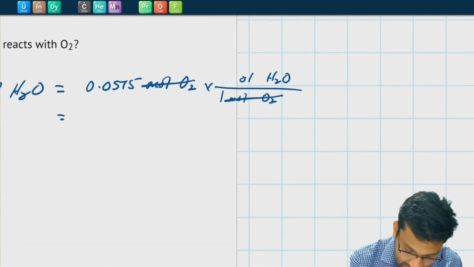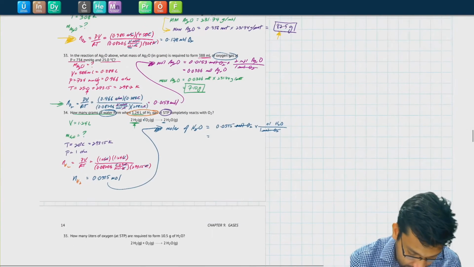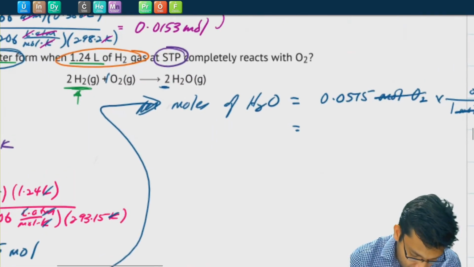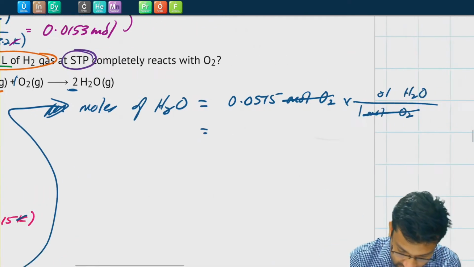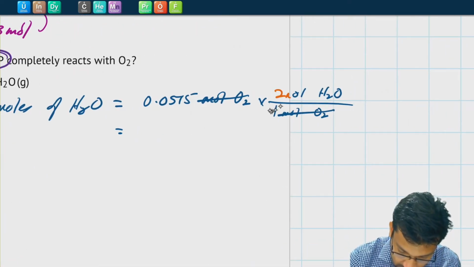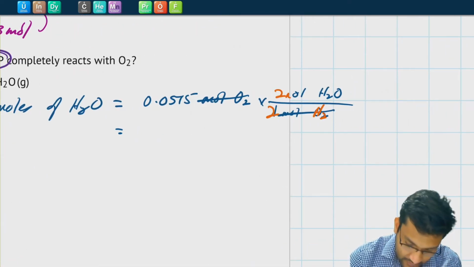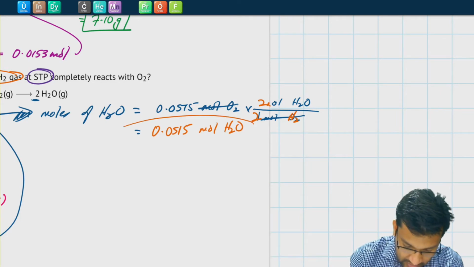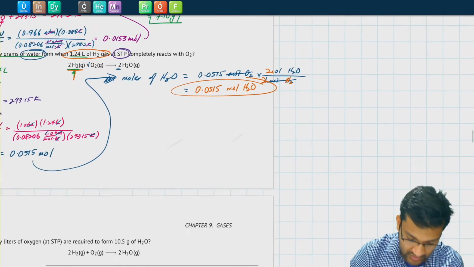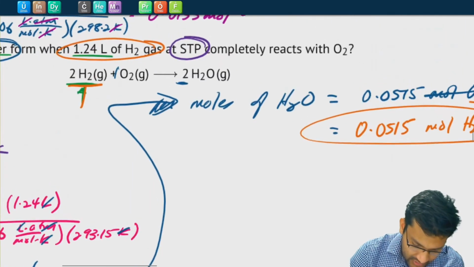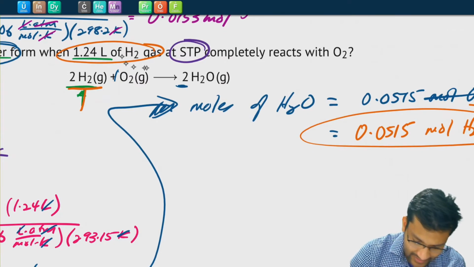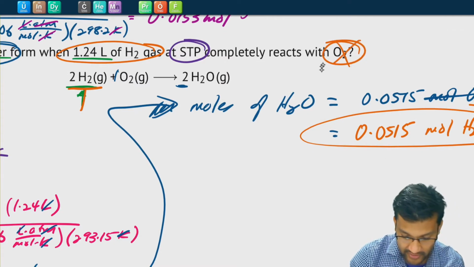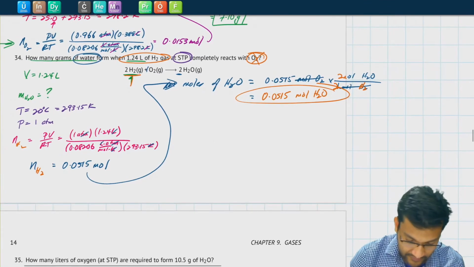So in this case, for every 2 moles of hydrogen, we get 2 moles of water. So the mole ratio here is just 2 moles to 2 moles, so basically this is just the same number. So the number of moles of water is 0.515 moles. I'm not sure why I was thinking of oxygen. It completely reacts with oxygen; they don't tell us any other information about the oxygen.